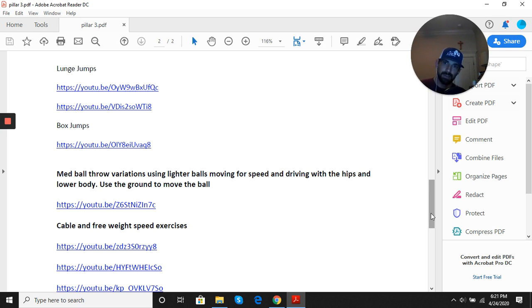The next one is medicine ball throws, medicine ball variations. And the big thing with this is, again, making sure we're sequencing proper.